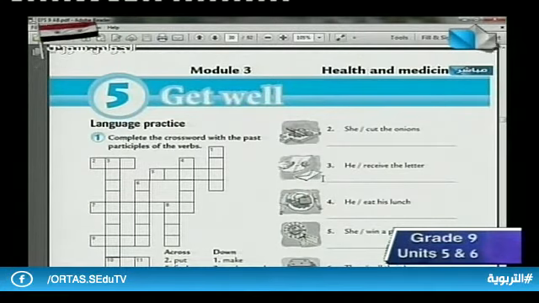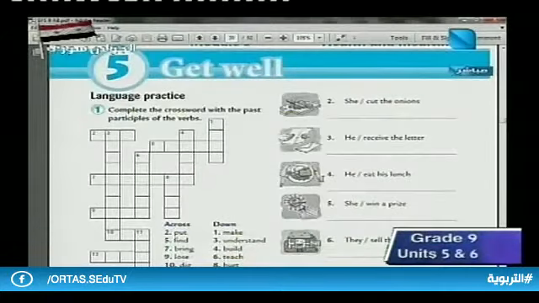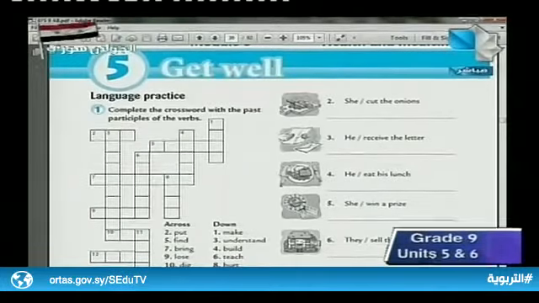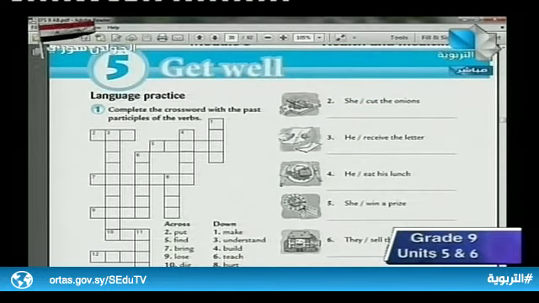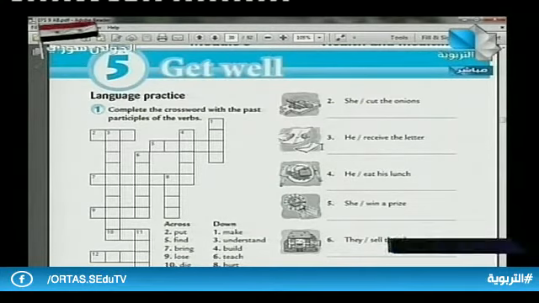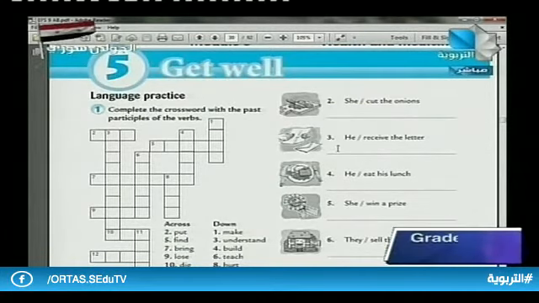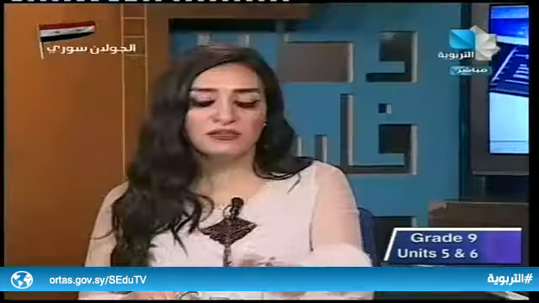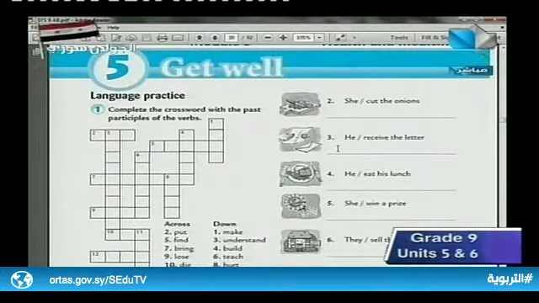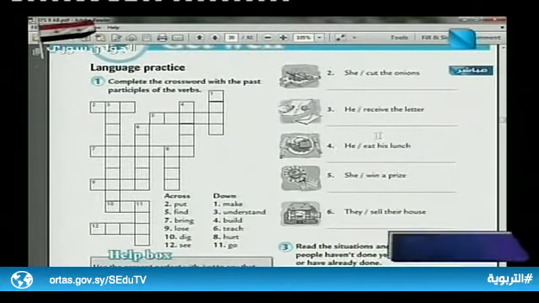Number 3, he received the letter. There is a letter in the picture. He has just received the letter because in the recent past, we find something which is a letter in front of us, so we have to put just. And of course, just is between has and the main verb.